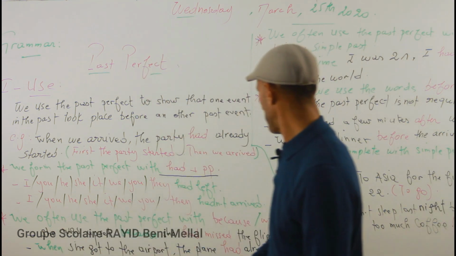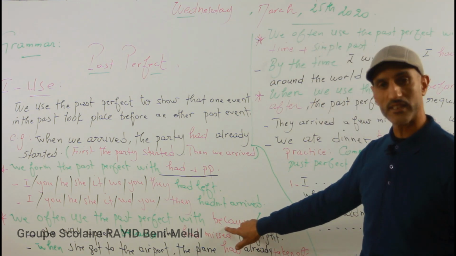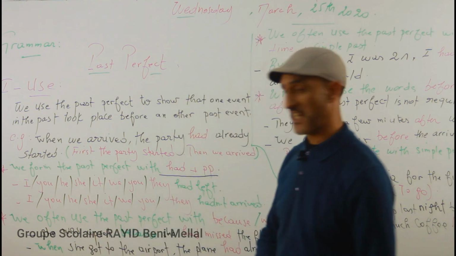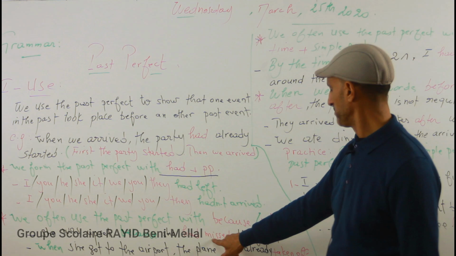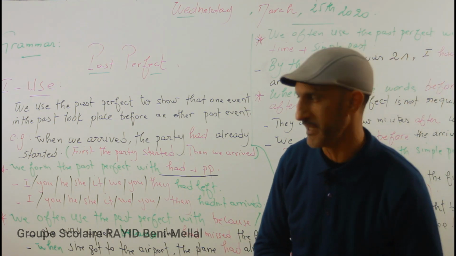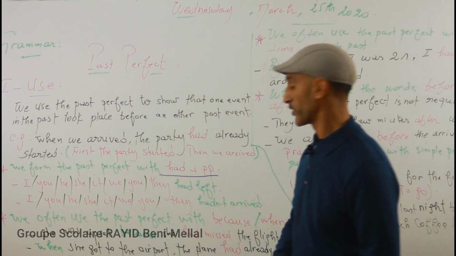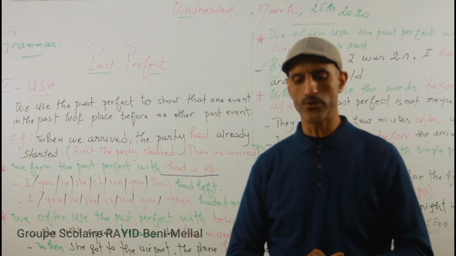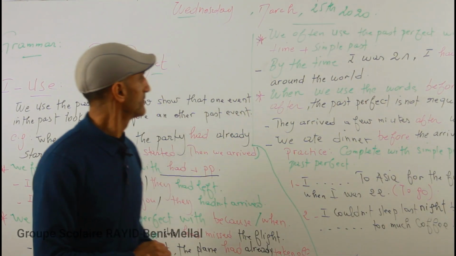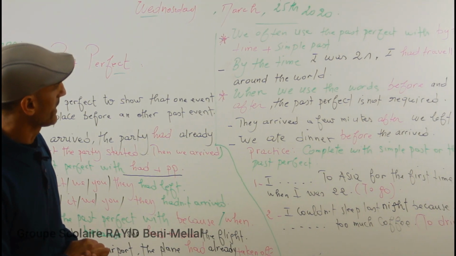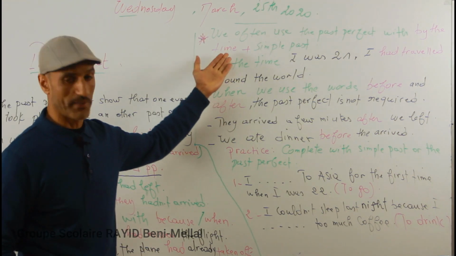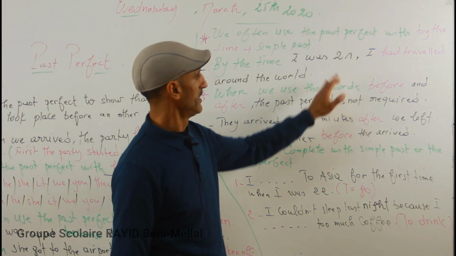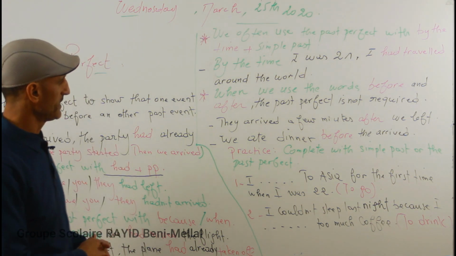Next, we often use the past perfect with because and when. Here we have an example. She was upset. Upset means very angry. She was upset because she had missed the flight. Next, when she got to the airport, the plane had already taken off. So when and because are often used with the past perfect. We also often use the past perfect with by the time plus simple past. This expression, by the time, is often followed by the simple past. Here we have an example: by the time I was 21, I had traveled around the world. Try to keep this in mind.